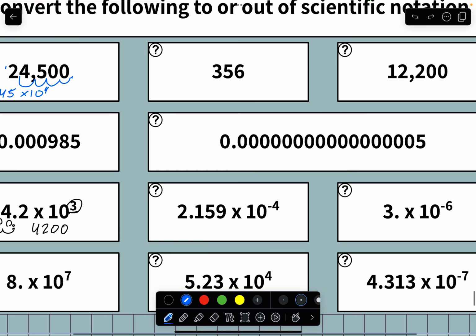All right, 356. Remember, no decimal, put at the end. We go 1, 2. So we have one non-zero number left. So we go to 3.56. We put the times 10. We move the decimal 2 times.